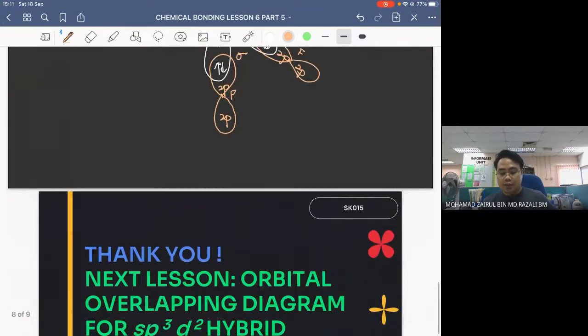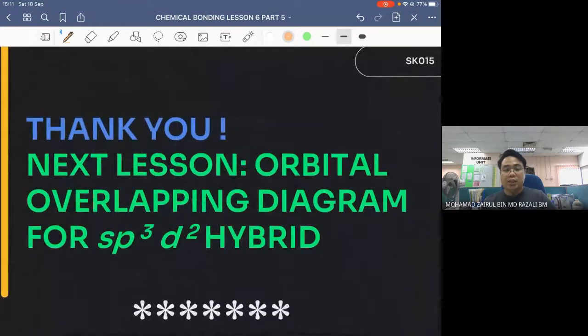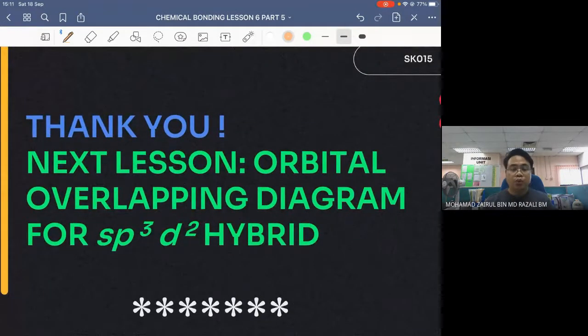Okay, and I think that's all for today's lesson. So in the next video, I'm going to show you how to draw the orbital overlapping diagram for the sp3d2 hybrid.